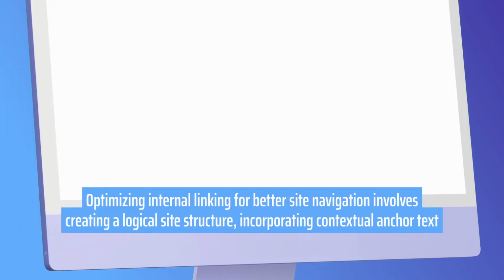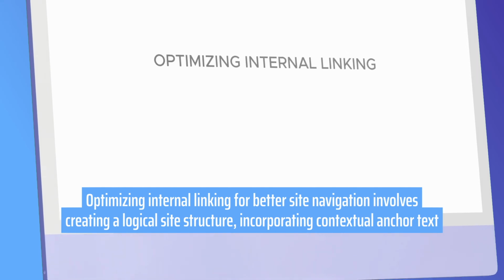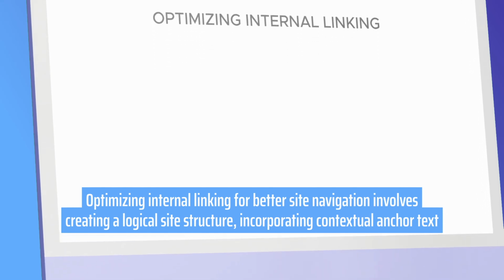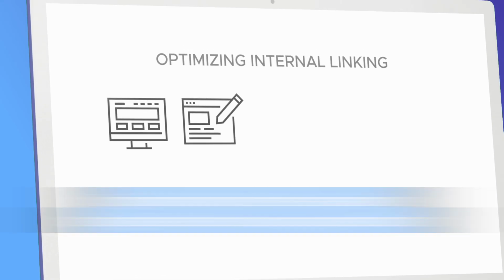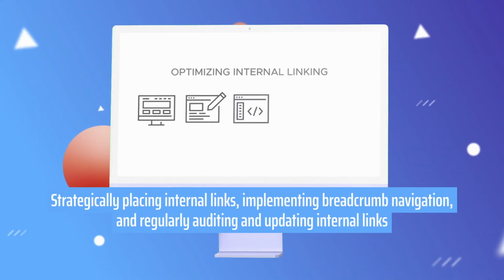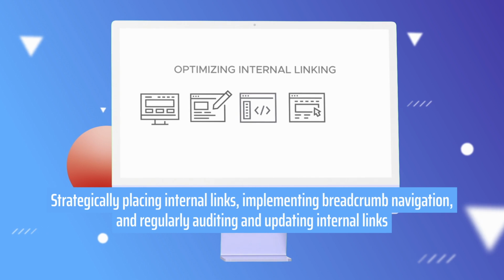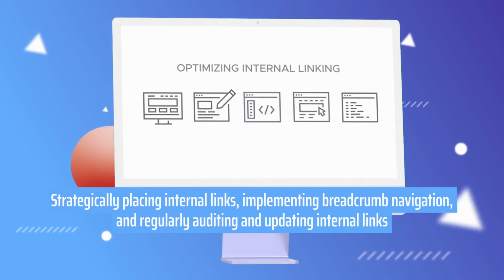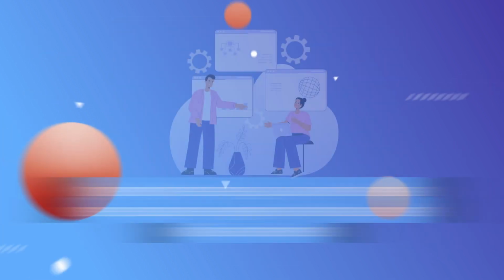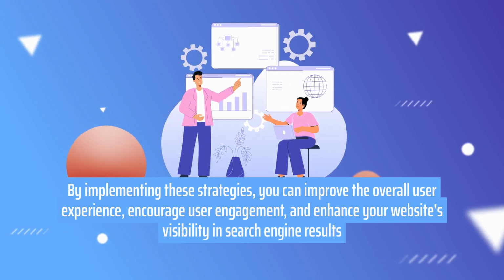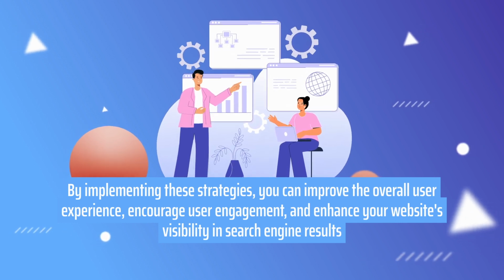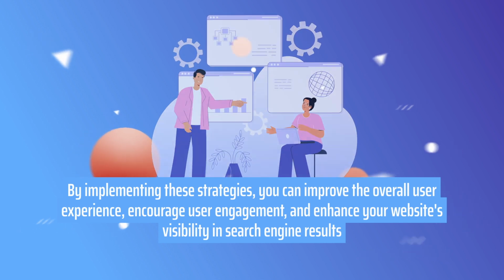In conclusion, optimizing internal linking for better site navigation involves creating a logical site structure, incorporating contextual anchor text, strategically placing internal links, implementing breadcrumb navigation, and regularly auditing and updating internal links. By implementing these strategies, you can improve the overall user experience, encourage user engagement, and enhance your website's visibility in search engine results.